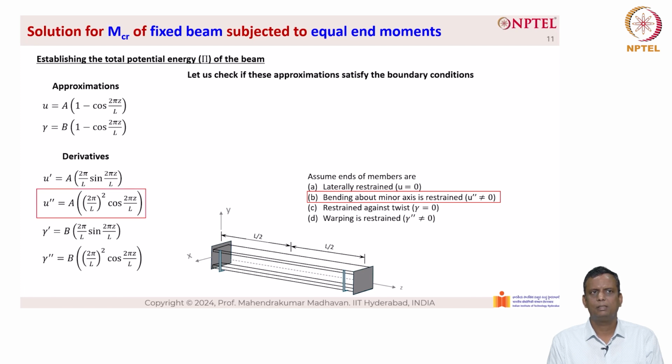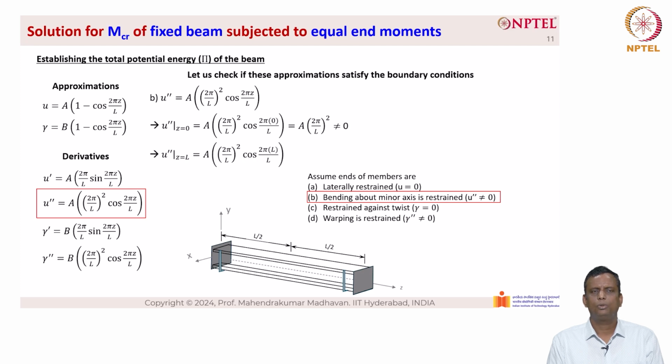So let's take u double dash. u double dash is A into (2 pi by L) the whole square into cos 2 pi z by L. u double dash at z equal to 0 equal to A into (2 pi by L) the whole square into cos 0, which is equal to A into (2 pi by L) the whole square, which is not equal to 0. Now u double dash at z equal to L equal to A into (2 pi by L) the whole square into cos 2 pi L by L, which also becomes A into (2 pi by L) the whole square, which is not equal to 0.